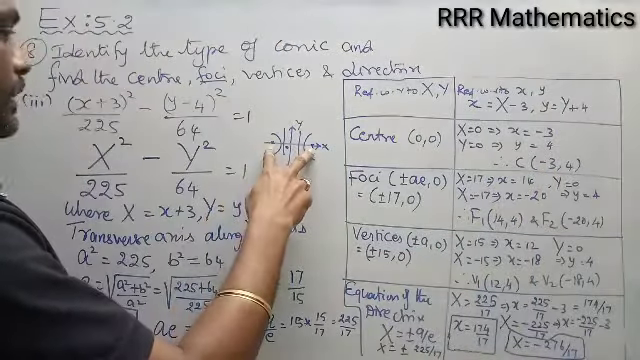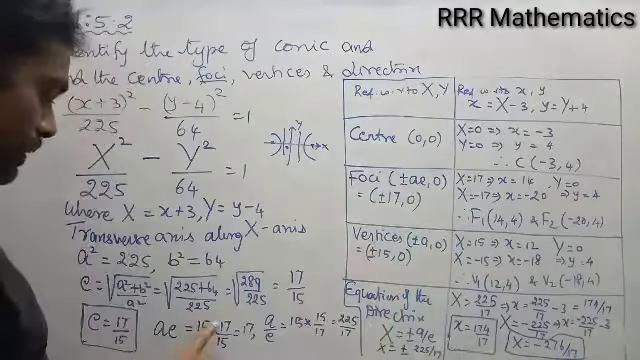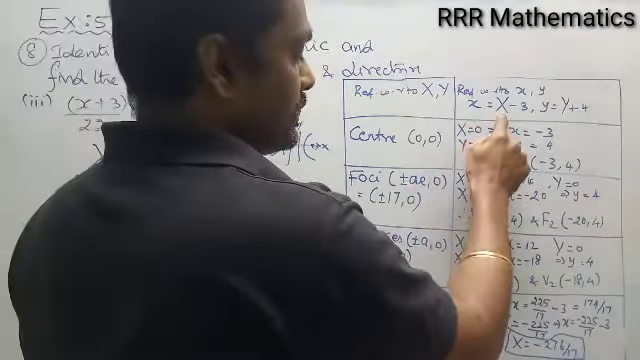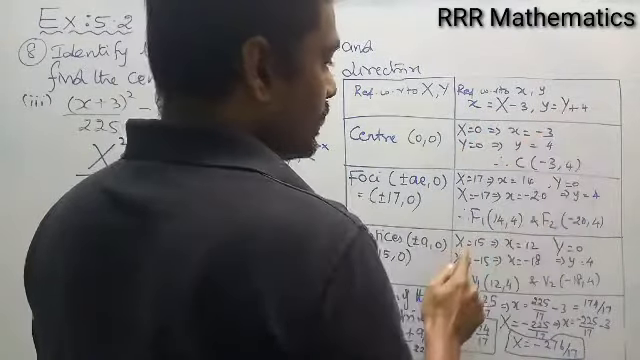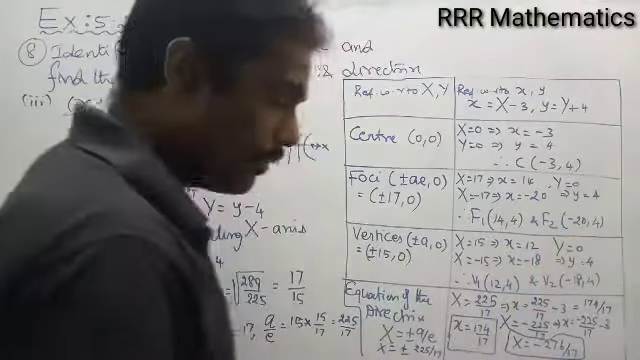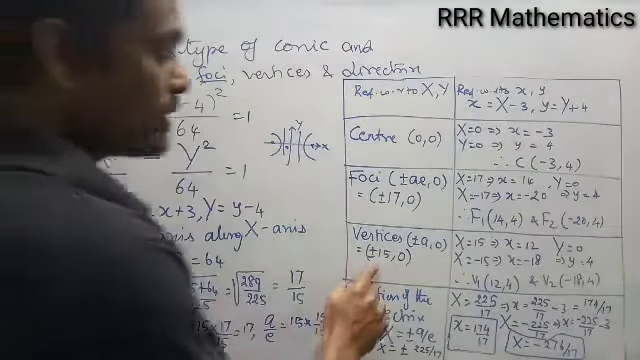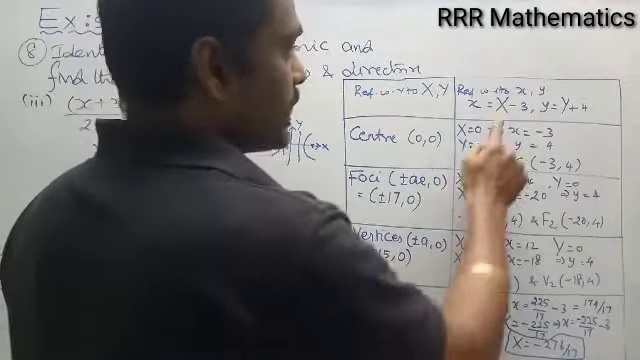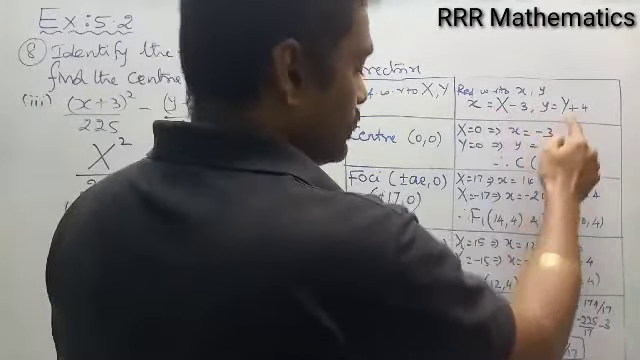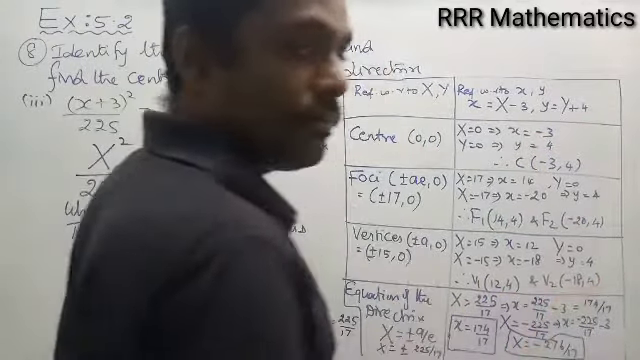Next, foci, which is on x-axis, plus or minus AE, 0, that is plus or minus 17, 0. Just substitute x equal to 17 and minus 17 here and y equal to 0. We are getting the foci as 14, 4 and minus 20, 4. What is this? Plus or minus a, 0. That is plus or minus 15, 0. Replace a capital X equal to 15 and minus 15 here and capital Y equal to 0. We are getting the vertices are 12, 4 and minus 18, 4.